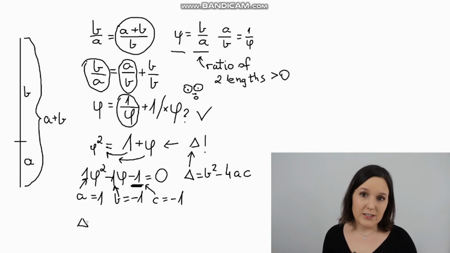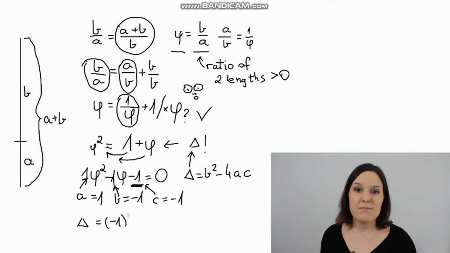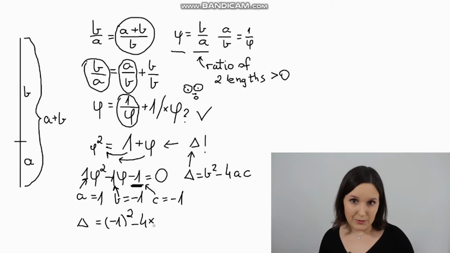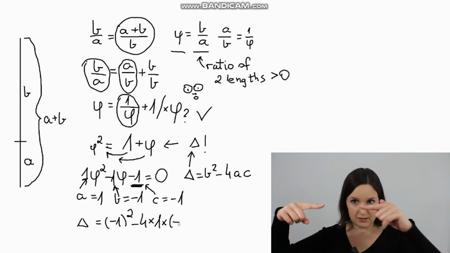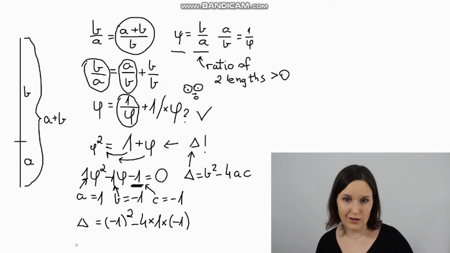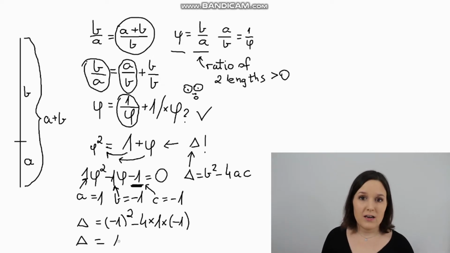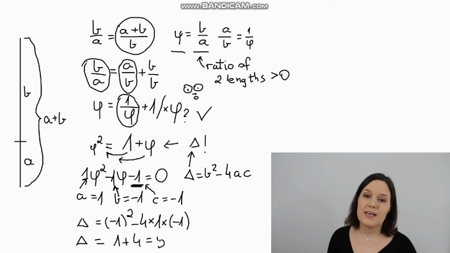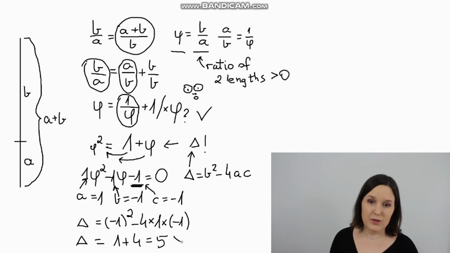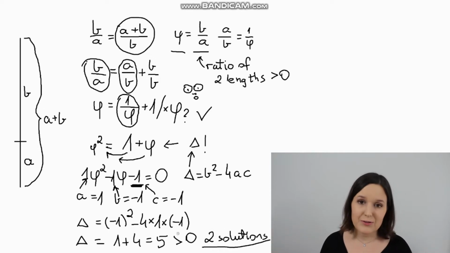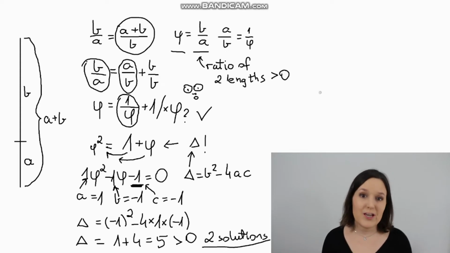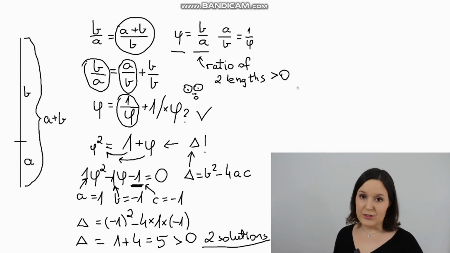B squared, so minus 1 squared, 1. Minus 4 times 1 times minus 1. Well, 2 minuses make a plus, so it's plus 4. Delta is 5. And the rule is that if delta is positive, you have two solutions. Equal to 0, one solution. Less than 0, no solutions. Our delta is positive. So we have two solutions, and there are just equations for those solutions.